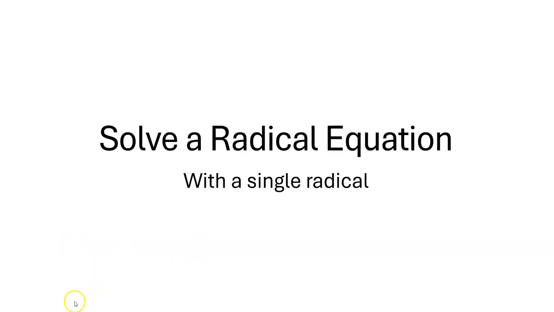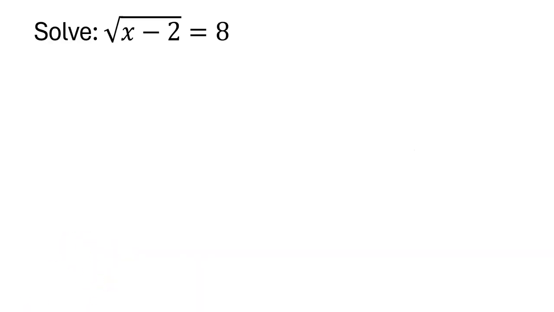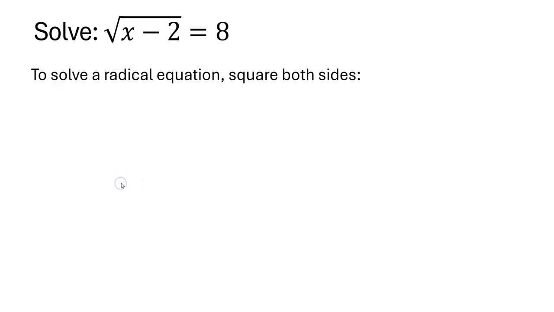Solve a radical equation with a single radical. To solve a radical equation, first we want to isolate the radical on one side. Now you can see here the radical is already isolated on the left side of the equation. So we square both sides.